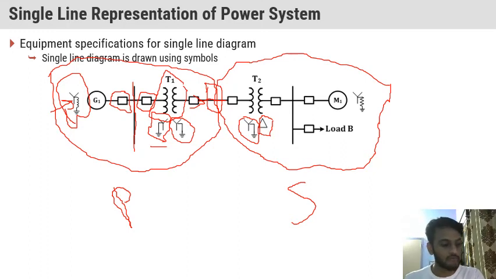Okay, so if they want a 440 volt, then a star connection will be helpful at that point of time. Then we have another circuit breaker. Here we have a bus bar, then we have a circuit breaker before the motor. This is our motor load.